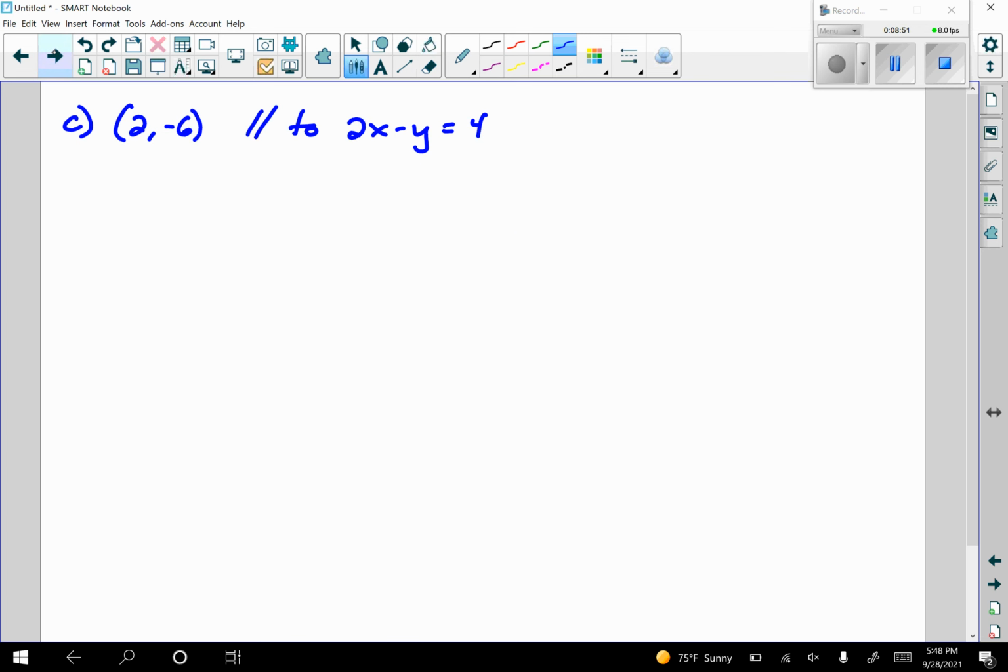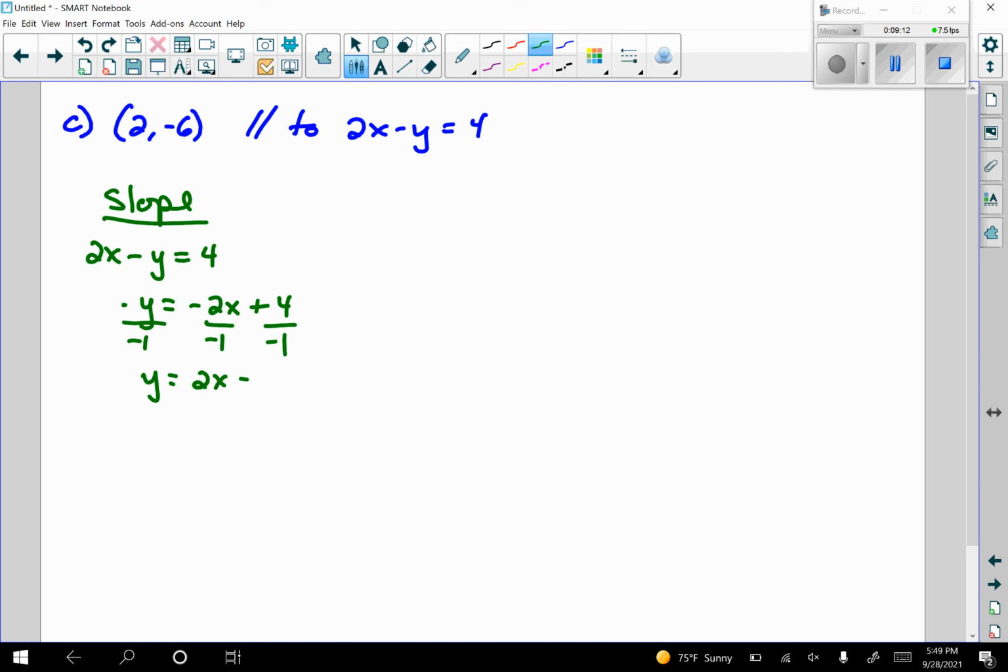C and D, we definitely have to do some work here. Let's first find the slope. So our line goes through the point 2, -6, and is parallel to the function defined by 2x minus y equals 4. So I want to start with that. I want to find the slope of this line. So I'm going to subtract 2x. I want to divide everything up here by -1. So y is going to equal 2x minus 4.